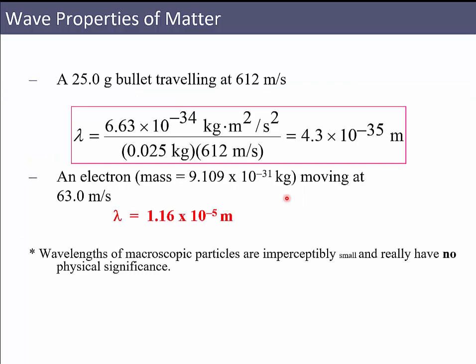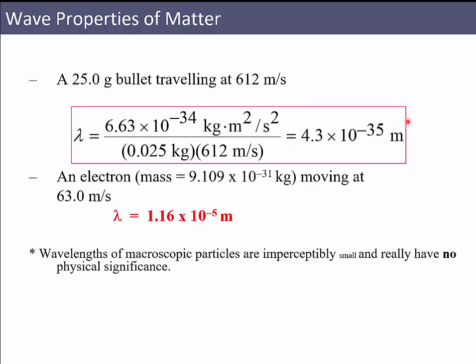So for a 25 gram bullet traveling at 612 meters per second, we've got our h, Planck's constant, and then we're going to divide it by the mass. We're going to convert our 25 grams into kilograms, 0.025 kilograms. And we've got our velocity, 612 meters per second. That's going to give us 4.3 times 10 to the minus 35 meters. So a very, very small wavelength.